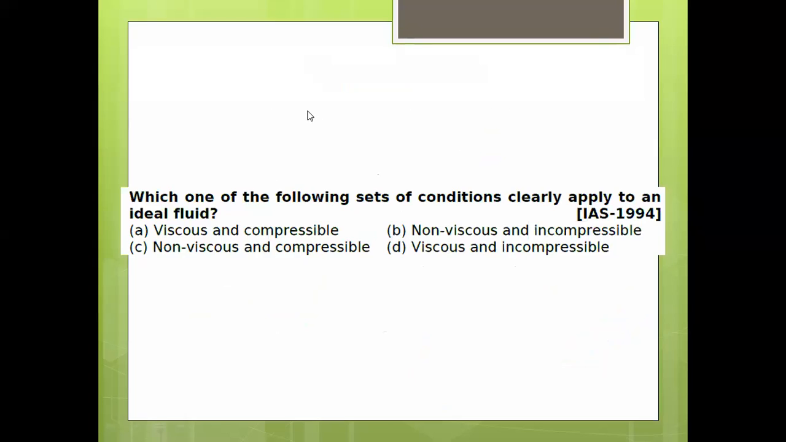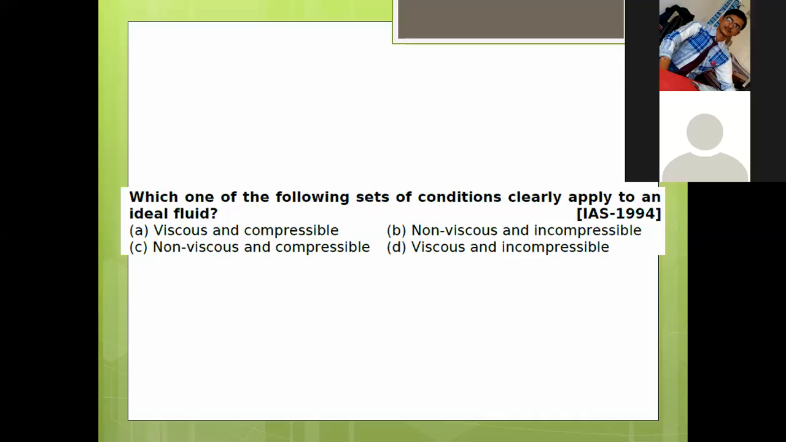Okay, this is the question. Put your answers in the chat box. Which one of the following sets of conditions clearly apply to an ideal fluid? This question has been asked in the IAS examination 1994. Whether ideal fluid is viscous? No. The first option will be wrong. Then C for the second option.